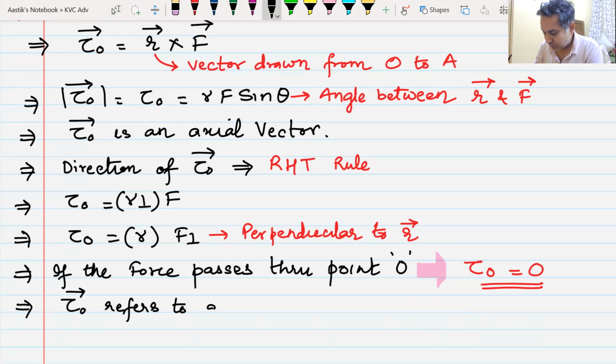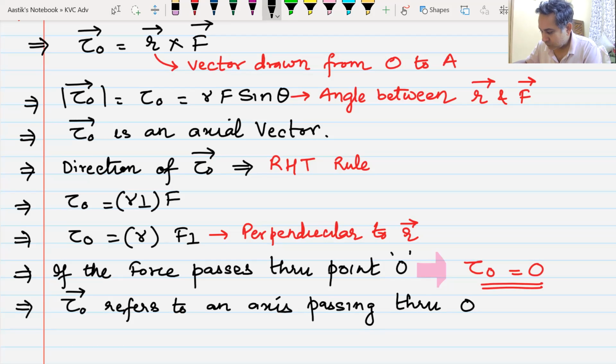Refers to an axis passing through O and perpendicular to both the R vector and the F vector.